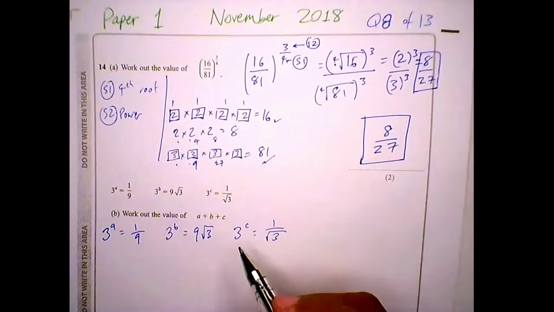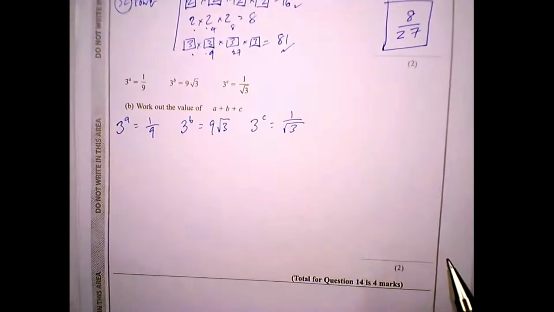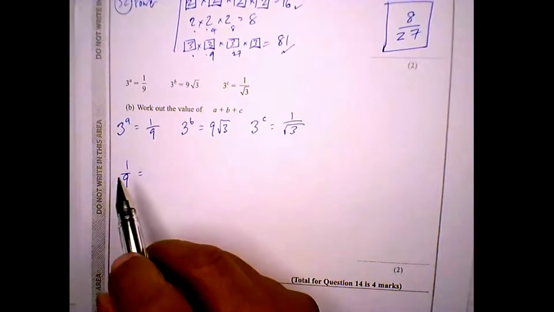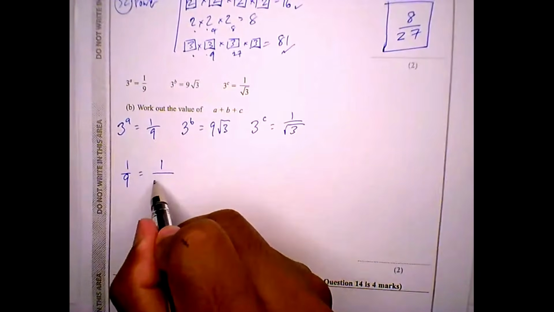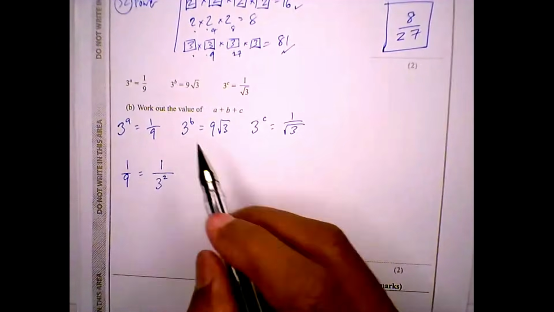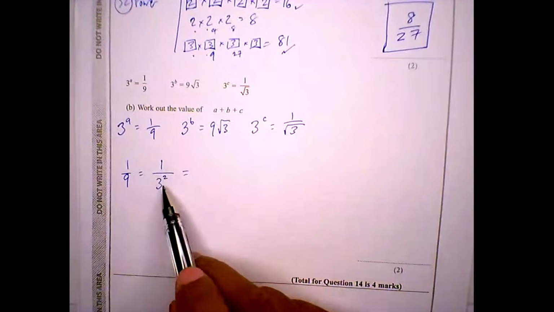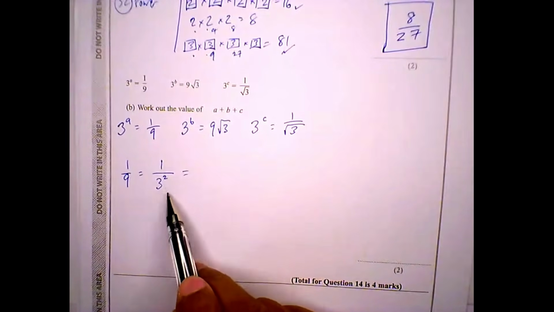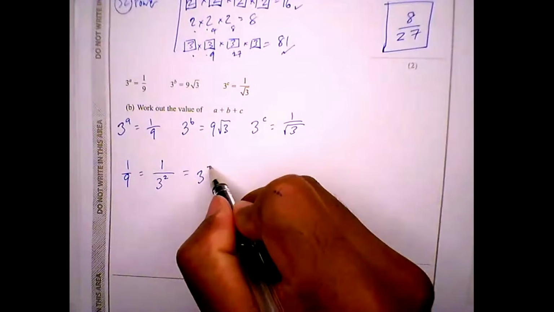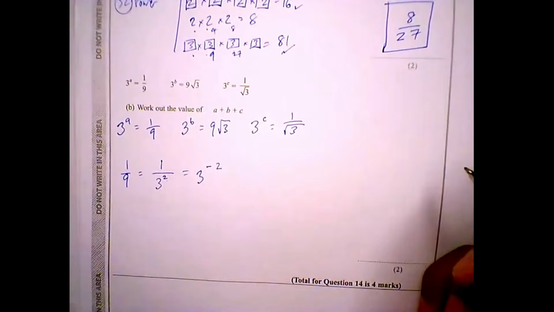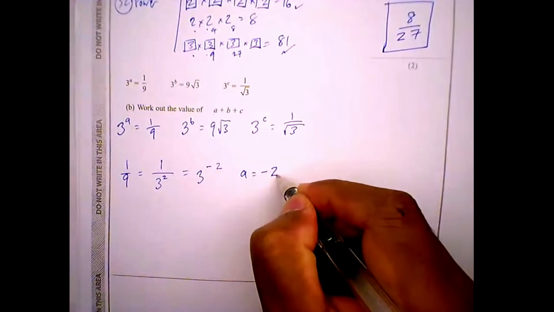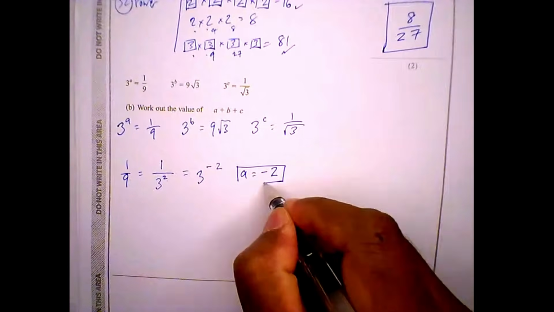So I'm just going to rewrite 1 over 9 for now. 1 over 9 is, if it's connected to 3, 3 to the power something, 3 to the power 2. 3 times 3 is 9. 3 squared is 9. Now, remember, if it's at the bottom, it's like a reciprocal. So this I can rewrite as 3 to the power, it's at the bottom, so it's a negative 2. So I've got that now. So my a equals negative 2. Okay, so that's one part I've got.